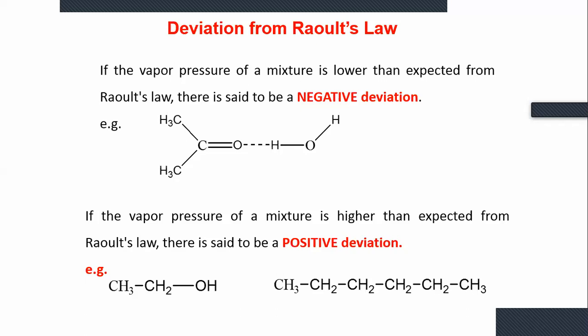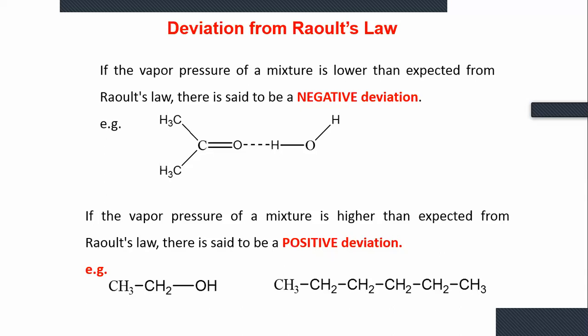What this means is that by default, you know that from Raoult's law, the vapor pressure of this particular mixture, for example, is 30. If after calculating the vapor pressure, because of the dissolved components you have, the vapor pressure changes to maybe 20 or 28, you see that the measured is lower than the expected. And so this type of deviation is classified as negative deviation.